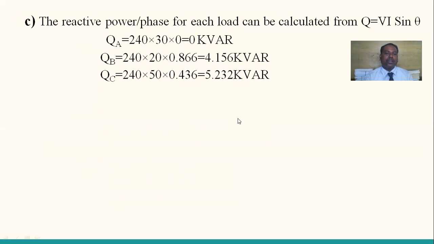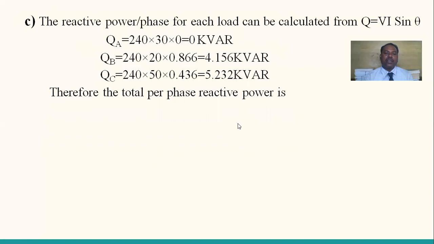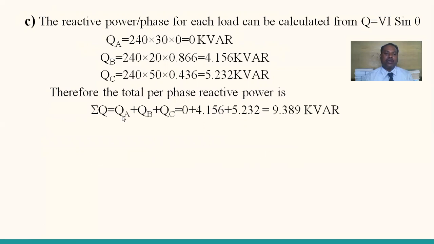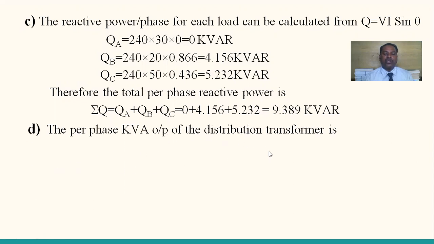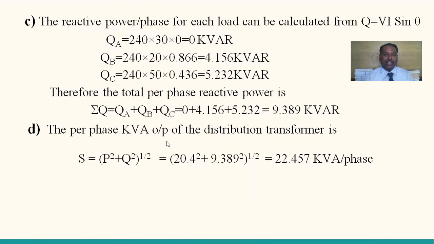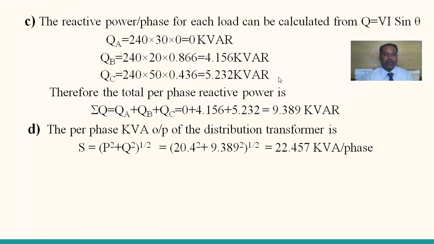Therefore, the total per phase reactive power is summation Q is equal to QA plus QB plus QC, which is equal to 0 plus 4.156 plus 5.232, which is 9.389 kVAR. Finally, the fourth one is the per phase kVA output of the distribution transformer as well as the power factor. These two are essential for us. In this regard, for the per phase kVA output of the distribution transformer, the per phase real power you already know.